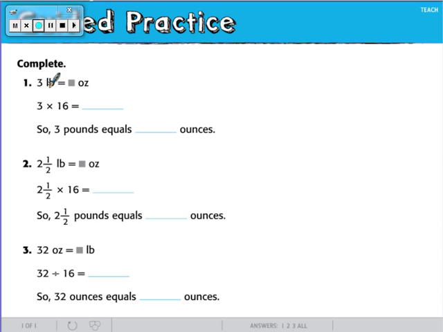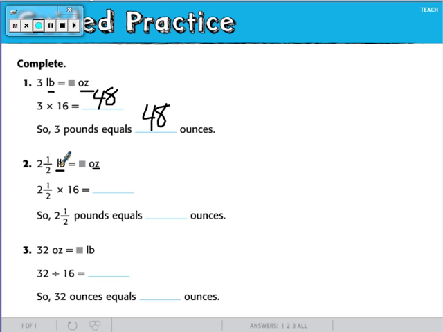All right. So we're going from pounds to ounces. This is big. This is small. What do we do? Multiply. They already have it set up for us. 3 times 16 is 48. So it's 48 ounces.